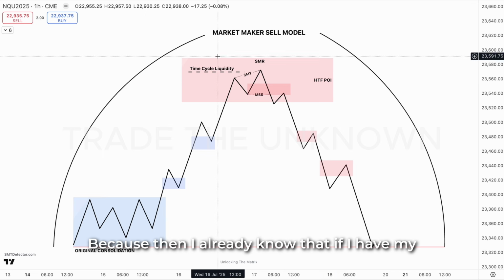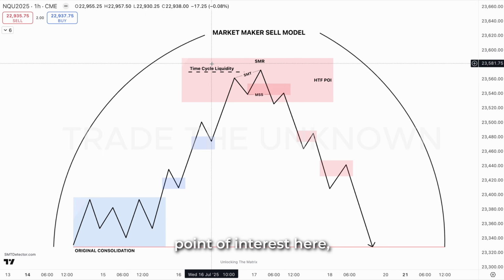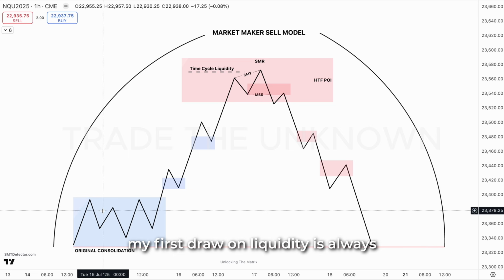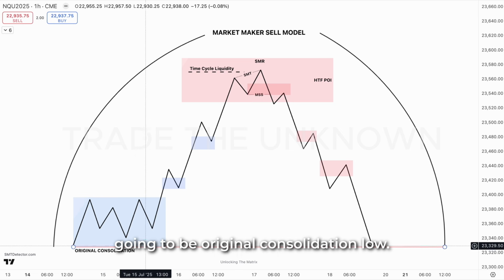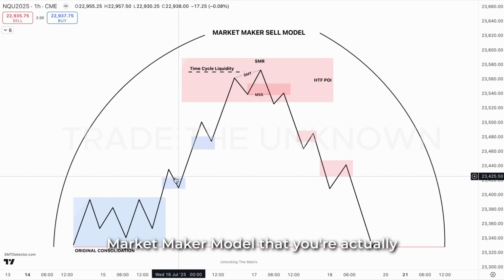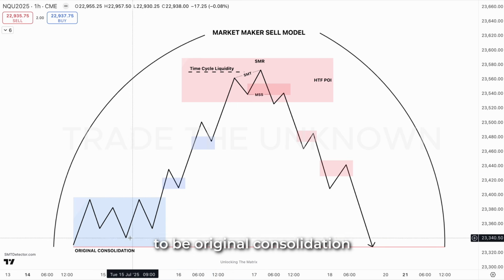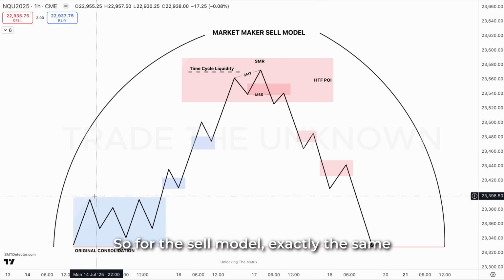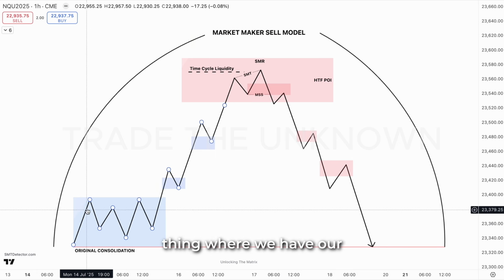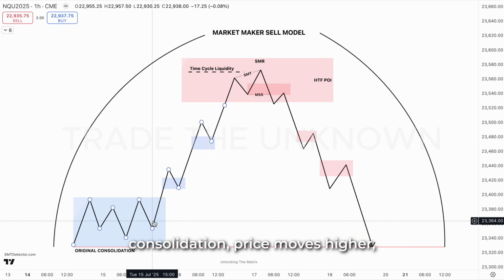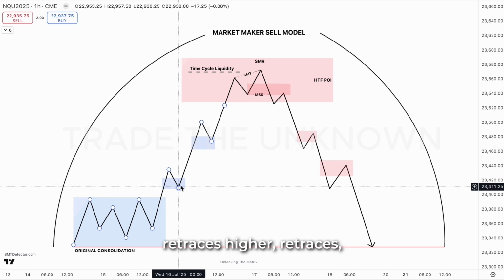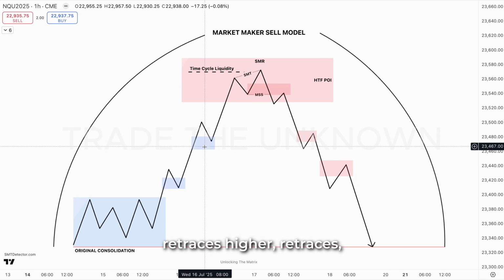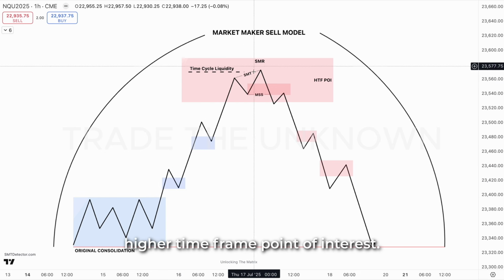Because then I already know that if I have my point of interest here, my first draw on liquidity is always going to be original consolidation low. Depending on the market maker model that you're actually trading, it's always going to be original consolidation as your first target. So for the sell model, exactly the same thing, where we have our consolidation, price moves higher, retraces higher, retraces, and then finally reaches our higher time frame point of interest.